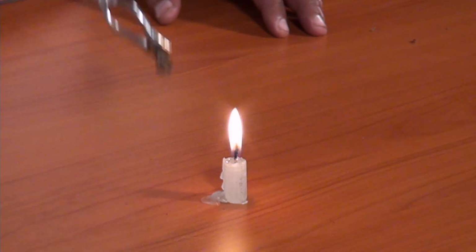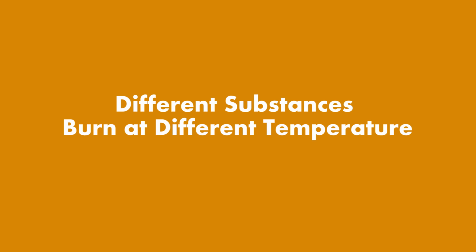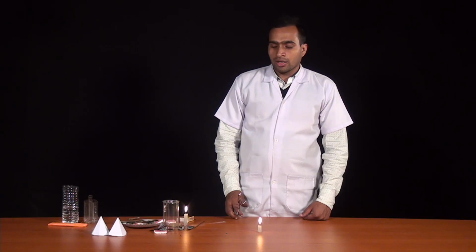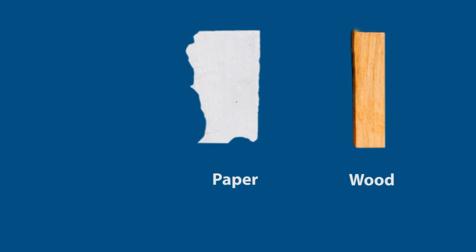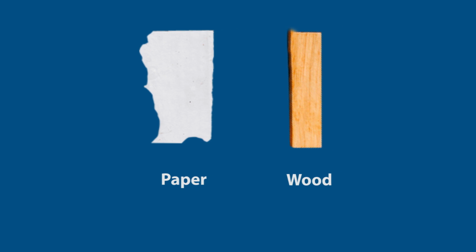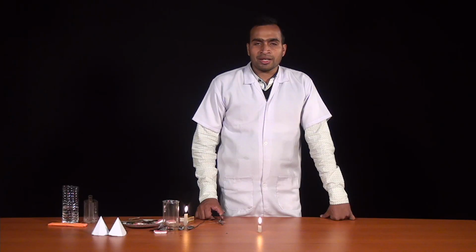So we can say that different substances burn at a different temperature. For example, alcohol burns at a lower temperature, whereas wood and paper burn at a little bit higher temperature. When we compare wood and paper, the burning temperature of wood is much more than that of paper. This temperature is known as ignition temperature or ignition point. So we can say that ignition temperature is the temperature at which any substance starts burning.